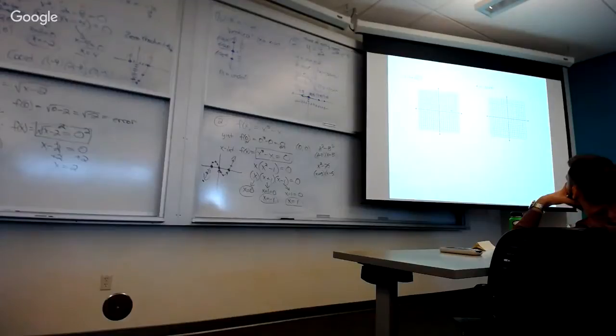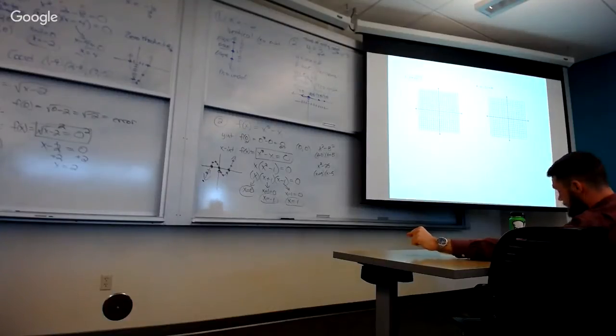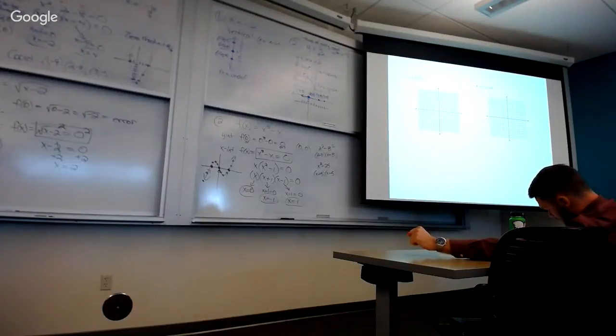Okay, and then how would you find out the rest of the coordinates? You would do a table of values. So all we know so far is that there was no y-intercept, there's one x-intercept, that's all we know so far. How would you know what the rest of the graph looks like?